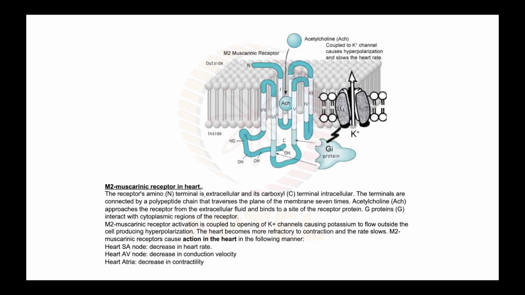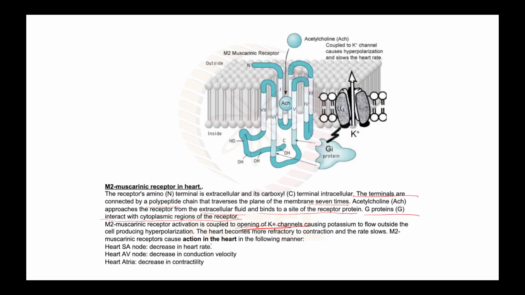These receptors have terminals connected by polypeptide chains that traverse the plane of the membrane 7 times, and the acetylcholine approaches the receptor from the extracellular fluid and binds to the site of the receptor protein. G proteins interact with the cytoplasmic region of the receptor, and this M2 muscarinic receptor activation is coupled with the opening of potassium channels, causing potassium to flow outside of the cell, producing hyperpolarization.